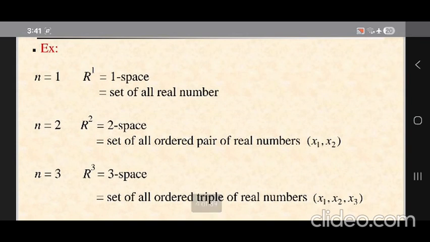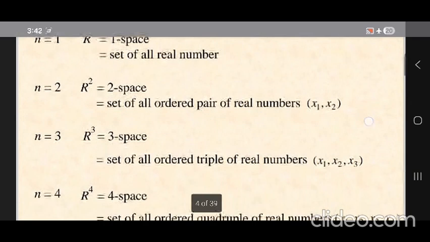Example: take n equal to 1, then R power 1, 1-space, is the set of all real numbers. Next, take n equal to 2, R square, called 2-space, the set of all ordered pairs of real numbers. Take 2 real numbers h1, h2. Next, take n equal to 3, R cube, called 3-space, the set of all ordered triples of real numbers. Then take 3 real numbers h1, h2, h3.